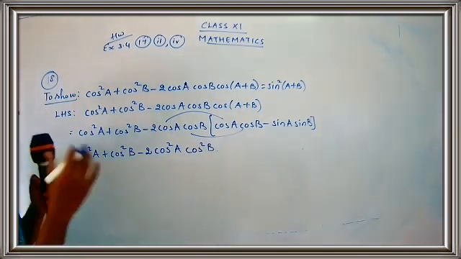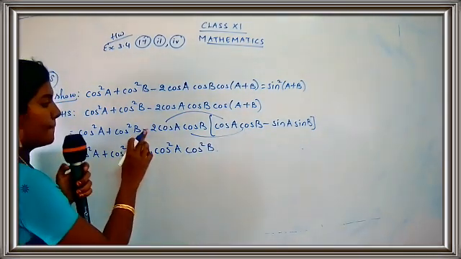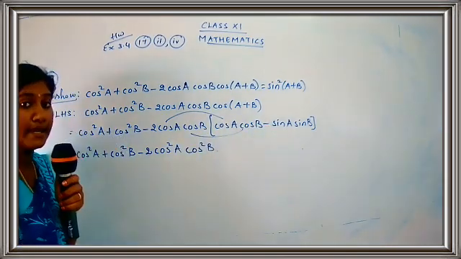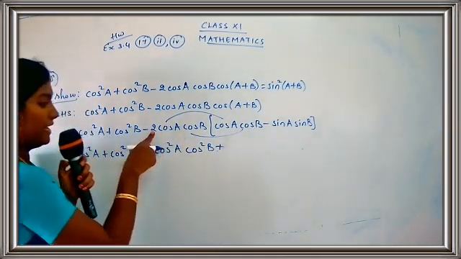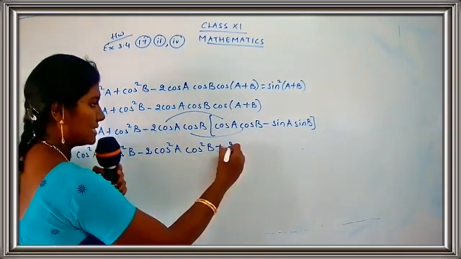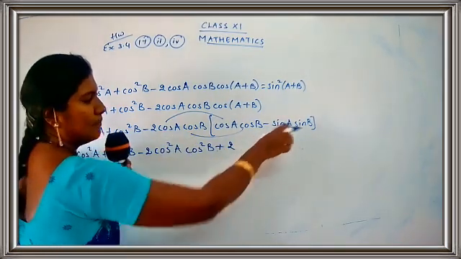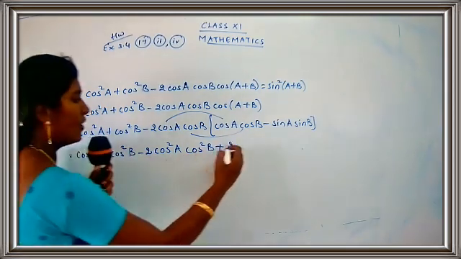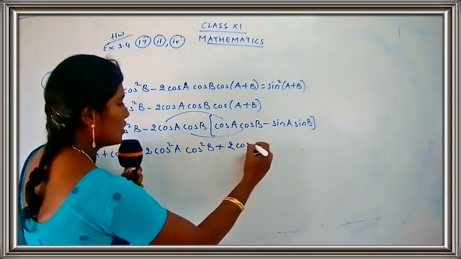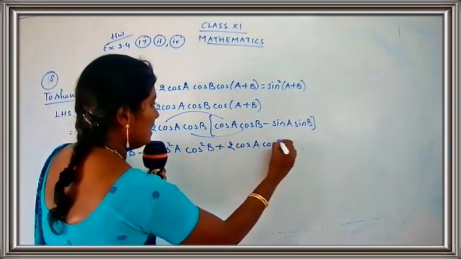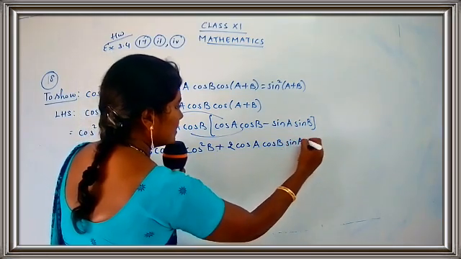Clear? Okay, now let's go for the next multiplication. Minus minus minus minus plus. Again here we have 2, so just keep 2 as it is. Now cos A, cos B, sin A, sin B all are different. So just write down the functions as it is: cos A, cos B, sin A, sin B.